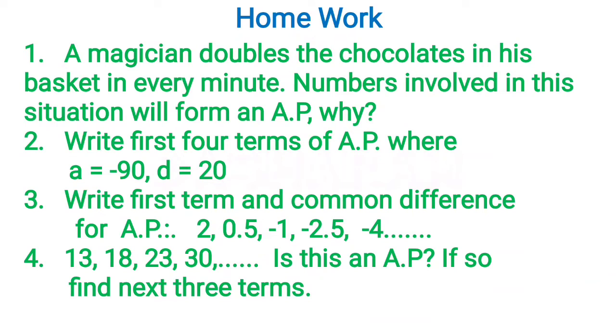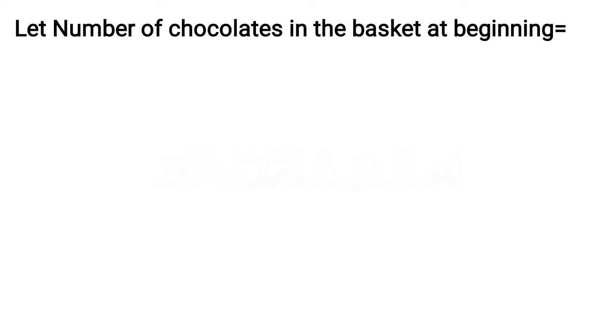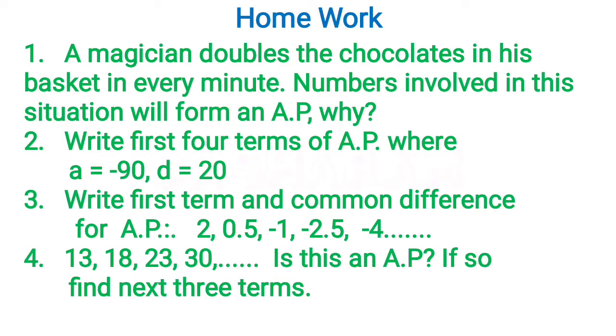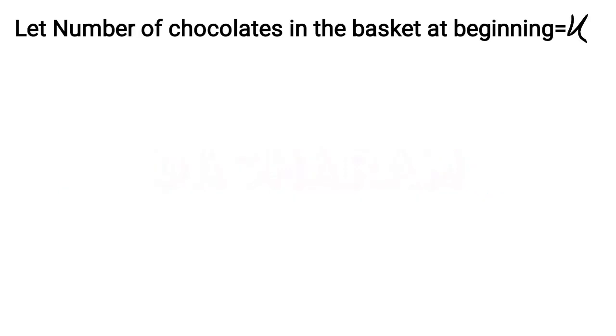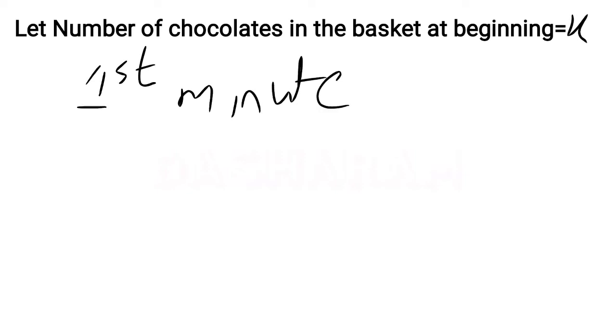The first question: a magician doubles the chocolates in his basket every minute. Let the number of chocolates in the basket at the beginning equal x. After the first minute, how many chocolates will be there? Doubles means 2 times. 2 into x is 2x.